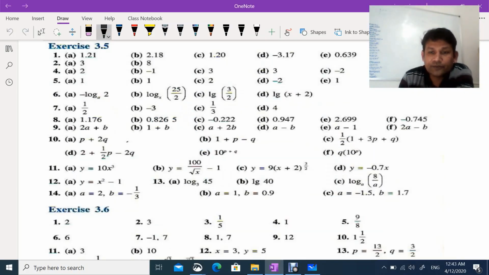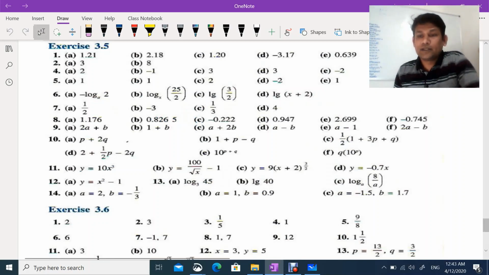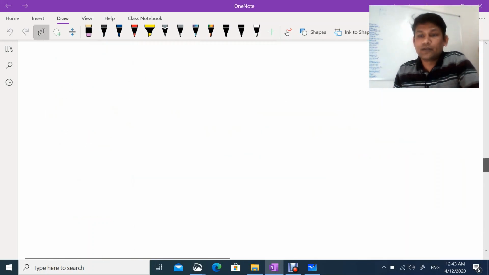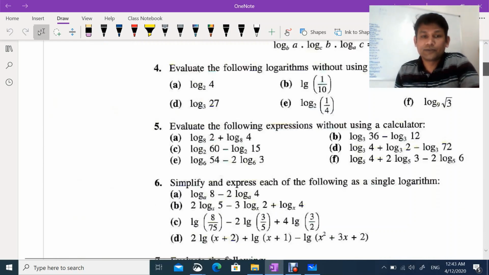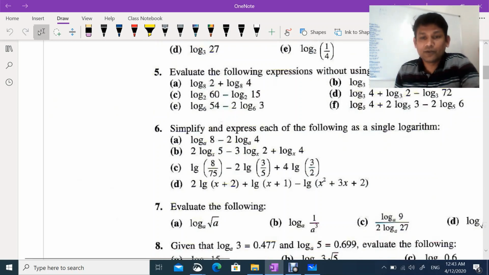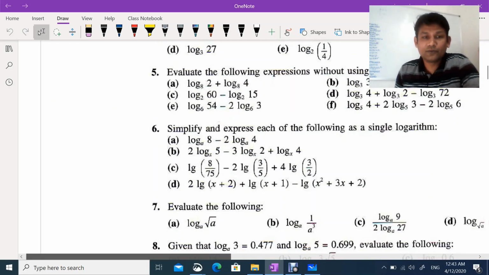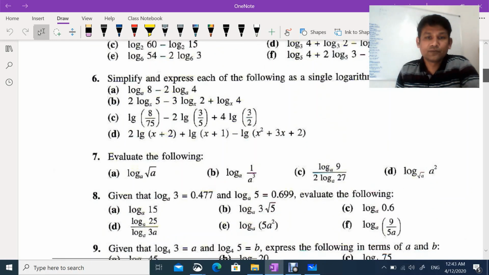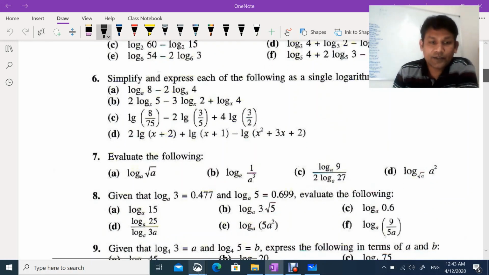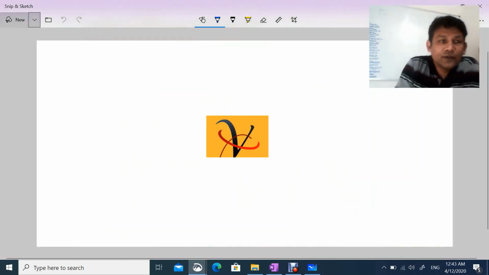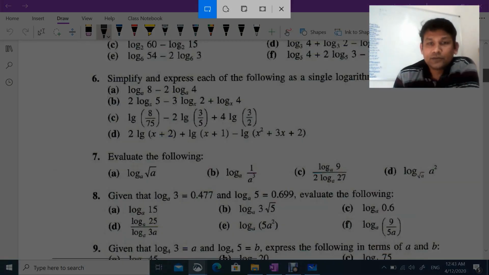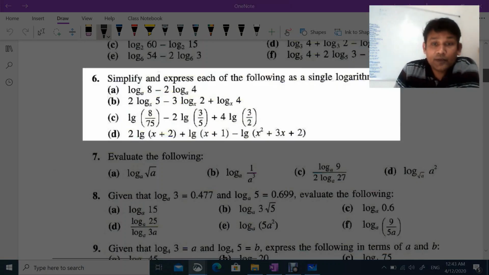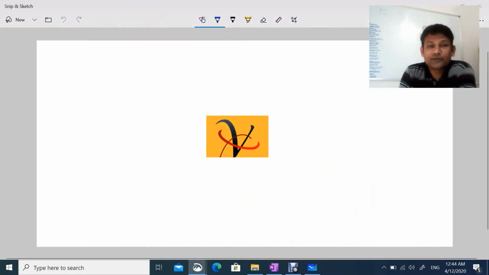Moving once again to exercise 3.5. In mathematics, whenever I try to make a shorter video, it is not possible all the time. Question number 4 we have done, 5 we have done. I move to question number 6. This is the main question, and this will help us in exercise 3.6.